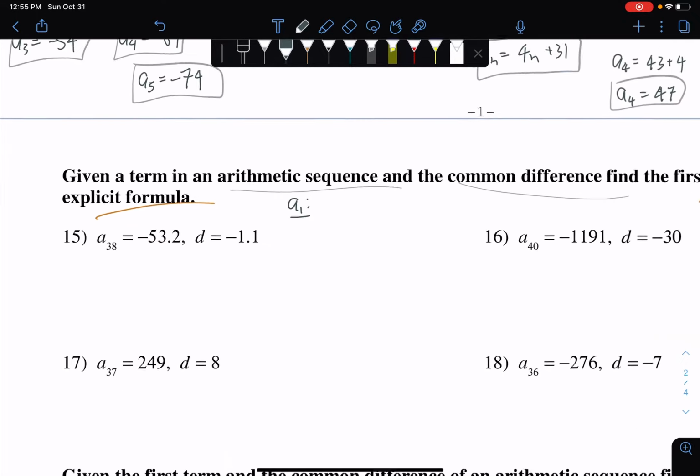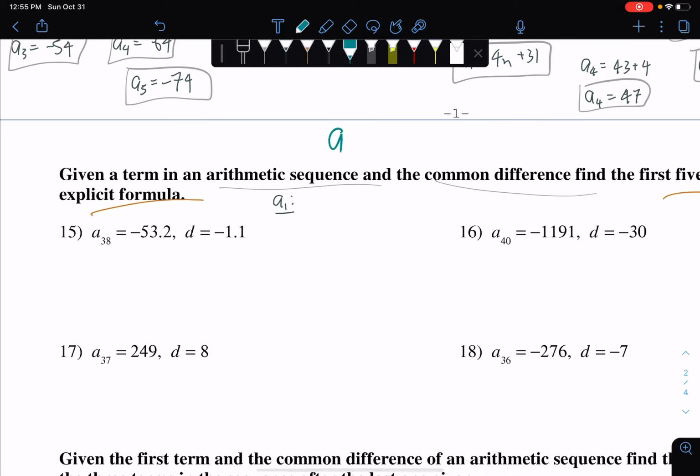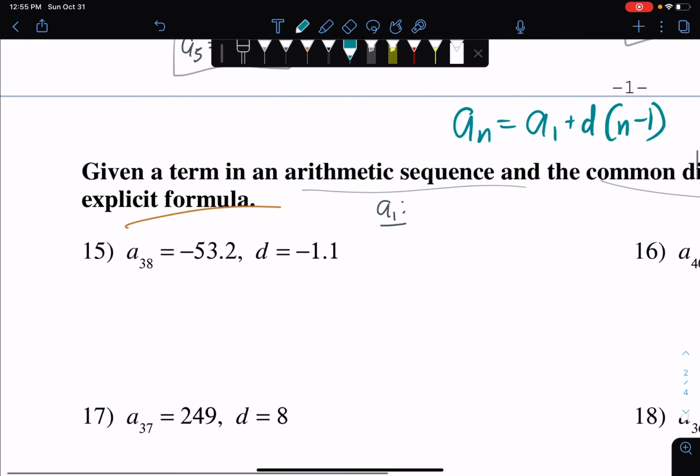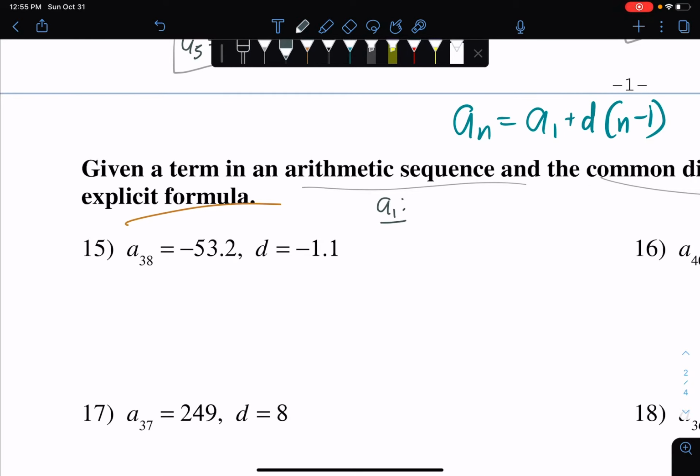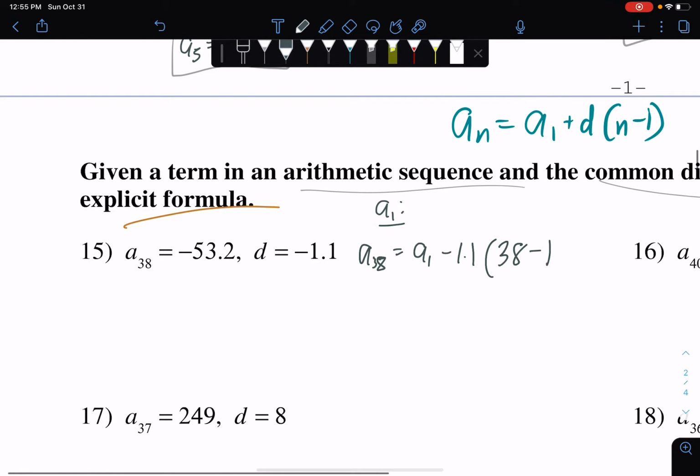We'll base it again on the general formula. Explicit formula, a sub n is equal to a sub 1 plus d times the quantity n minus 1. So, for a sub 1, we'll assume that our a sub n is a sub 38. We'll make good use of the two given values: a sub 38 is equal to a sub 1 plus negative 1.1, so minus 1.1 times the quantity n, which is 38, then minus 1. We'll replace a sub 38 with the real quantity, which is negative 53.2.